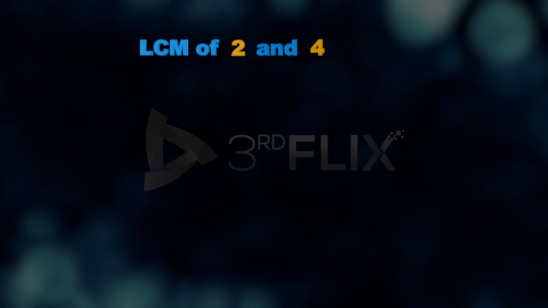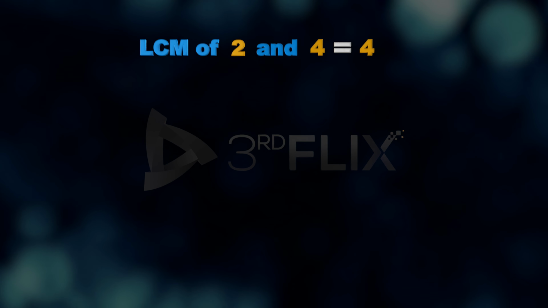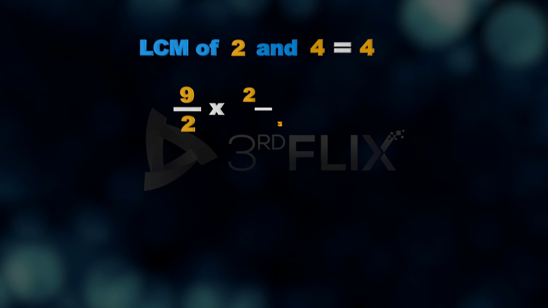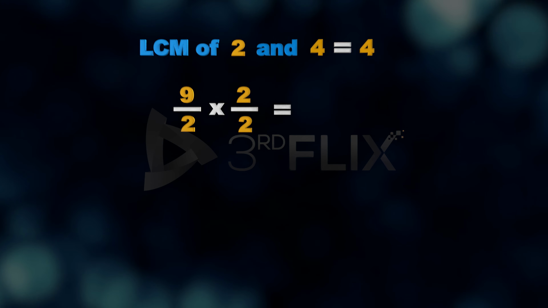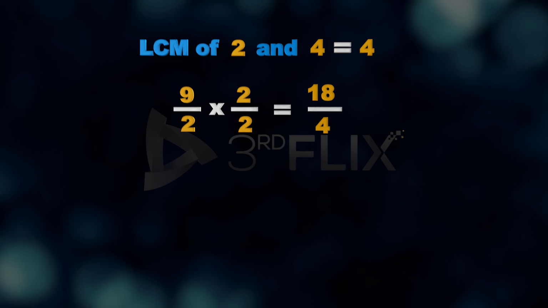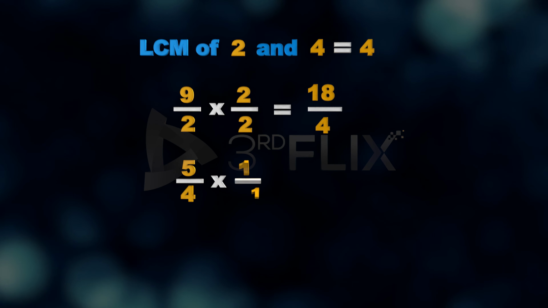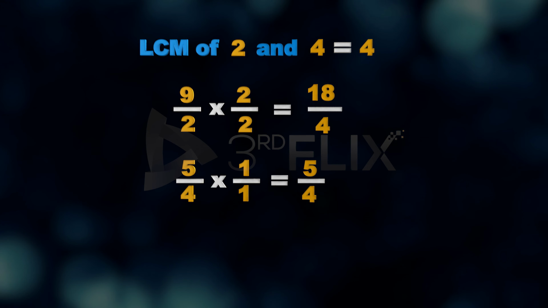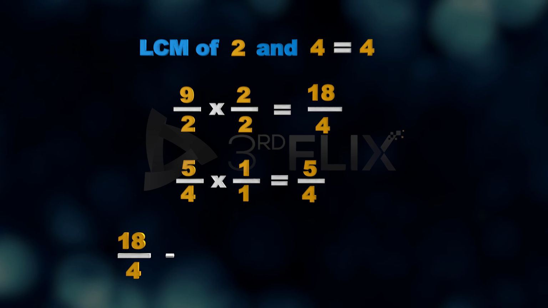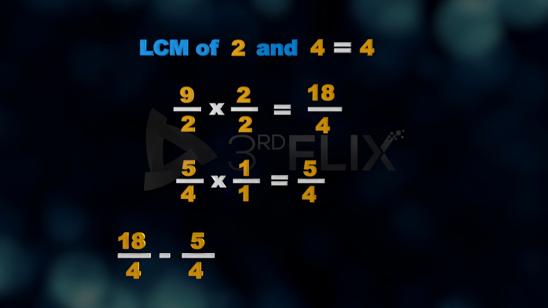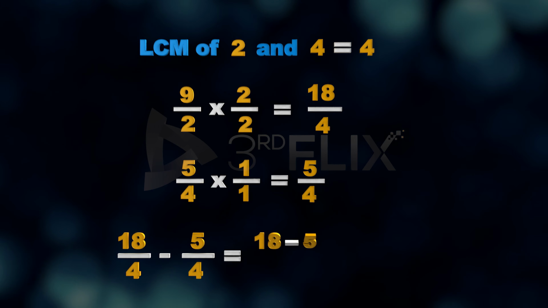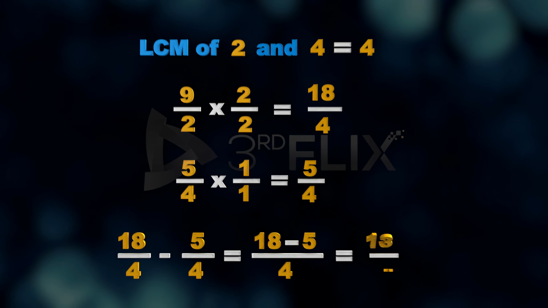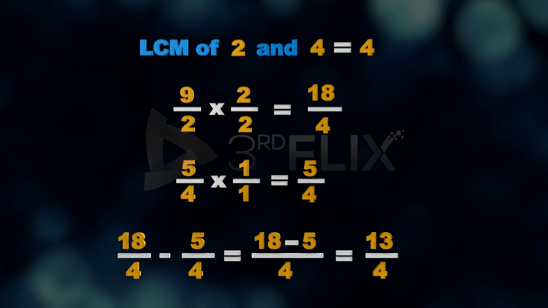LCM of 2 and 4 is equal to 4. Hence, 9/2 into 2/2 is equal to 18/4. 5/4 into 1/1 is equal to 5/4. 18/4 minus 5/4 is equal to (18 minus 5)/4, which is equal to 13/4.